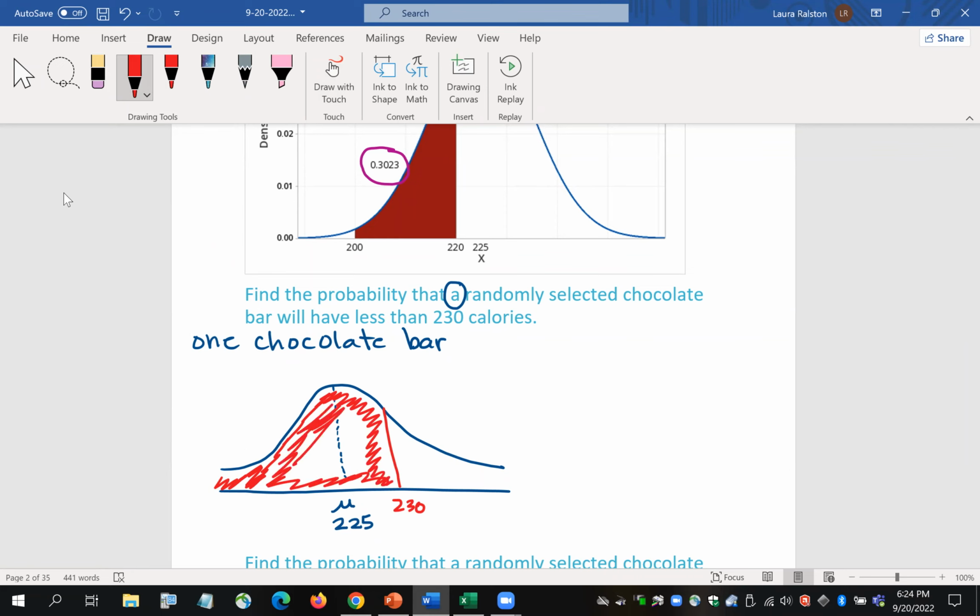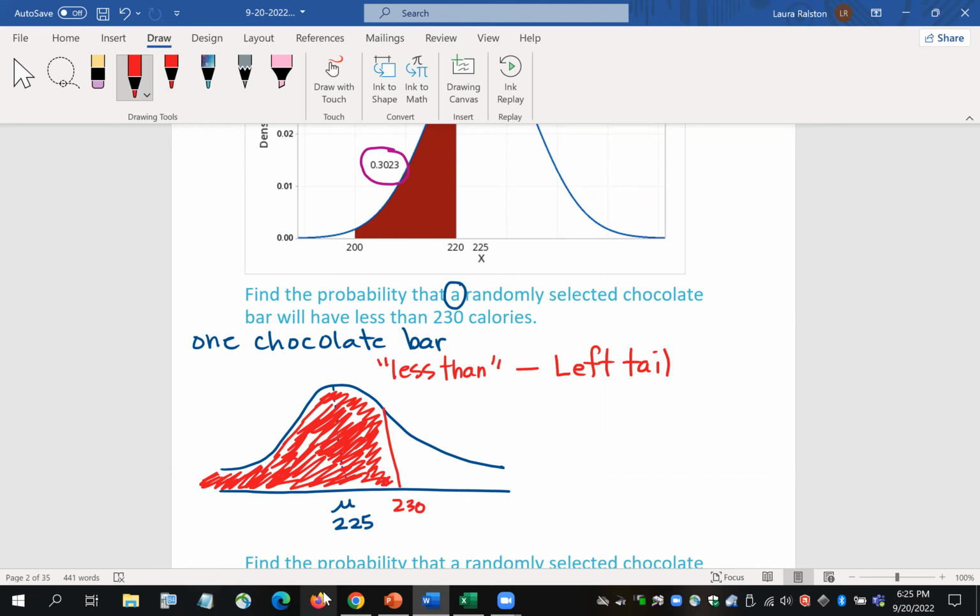Less than is to the left. Okay, so this is less than. Less than, again, which is to the left. This is called a left tail. Tail usually refers to the end, and so we go all the way out to the end of the curve, which technically never ends because it's continuous.